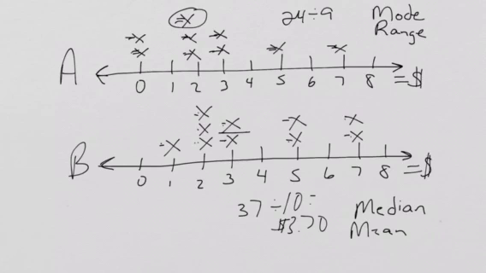So when you look at this, Class A is below $3. Class B is above $3. So it's looking like Class B, since their median is higher and their average amount of money is higher, had a little bit more money to spend at the book fair. So it's not quite as complicated as that. Make sure you do the lessons in the book.